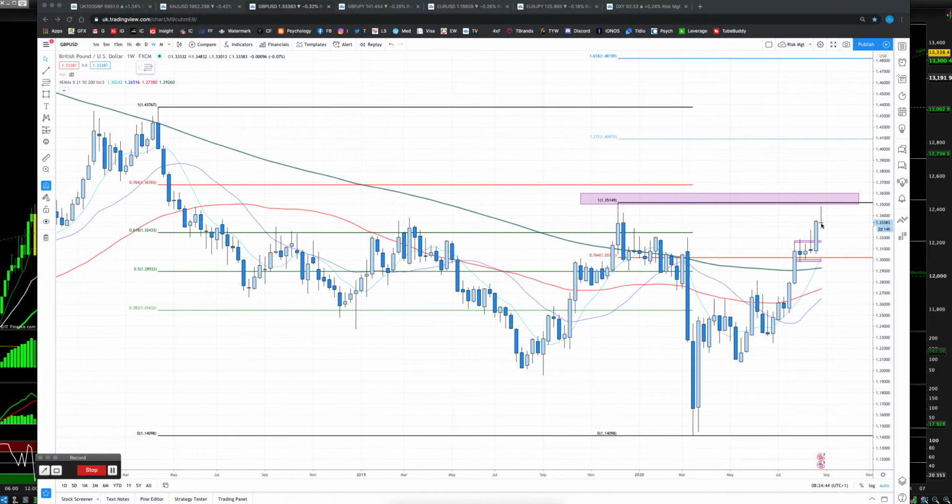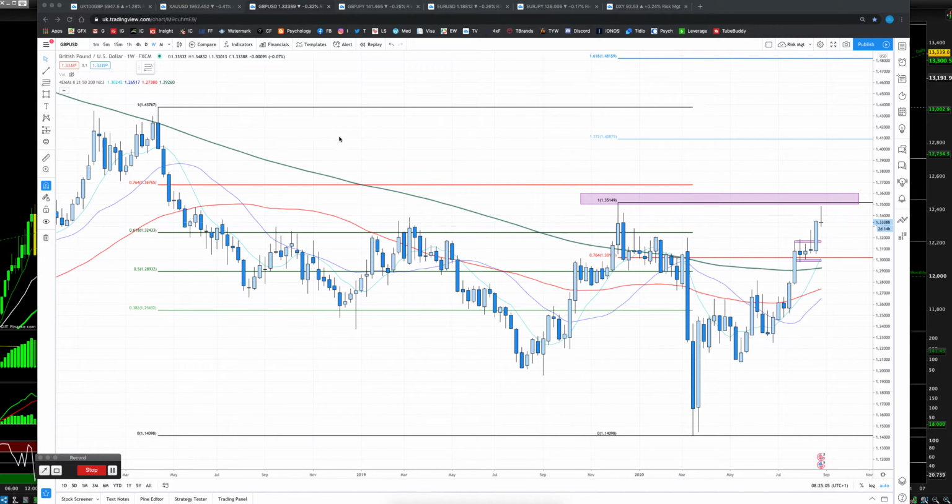Just looking for some intraday levels to be tested, so we're looking at back down to previous structure. Could be around 1.3270 is what we're ideally looking for. We could actually get down a little bit lower to about 1.3243 to 1.3250. So that's what we're looking at as a reversal.